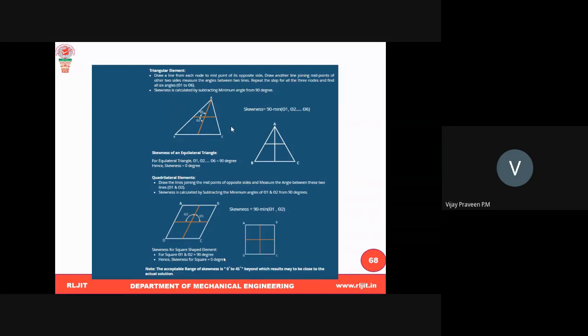But usually practically it is not possible. Therefore, the range that should be maintained to accept is 0 to 45 degrees. Up to 45 degrees, it is acceptable. If more than 45 degrees is there, then what happens? You need to change. As you reduce the size of the element, the skewness angle also increases, because it will become tilted, crossed. As you reduce further, the result is going to diverge. That is the reason you should maintain within these limits, 0 to 45 degrees.